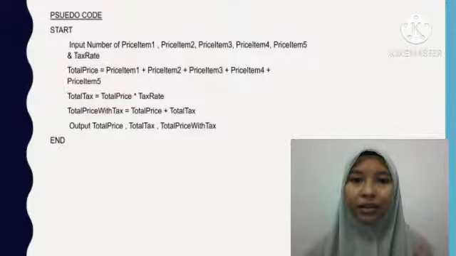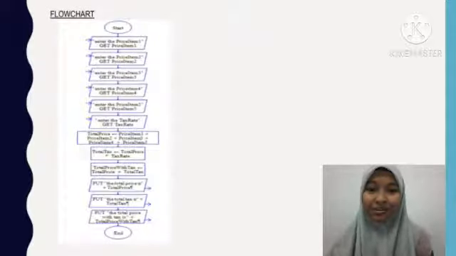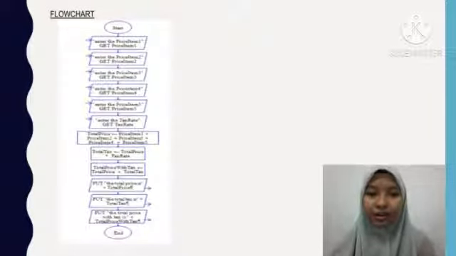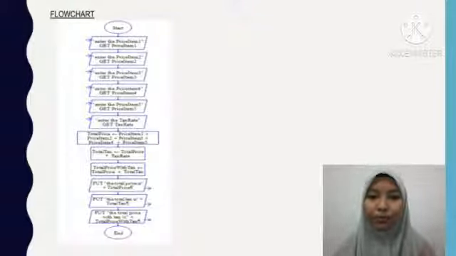And this is the flowchart. It starts, and enter the price item 1, get price item 1. Enter price item 2, get the price item 2. Enter price item 3, get the price item 3. Enter the price item 4, get the price item 4.